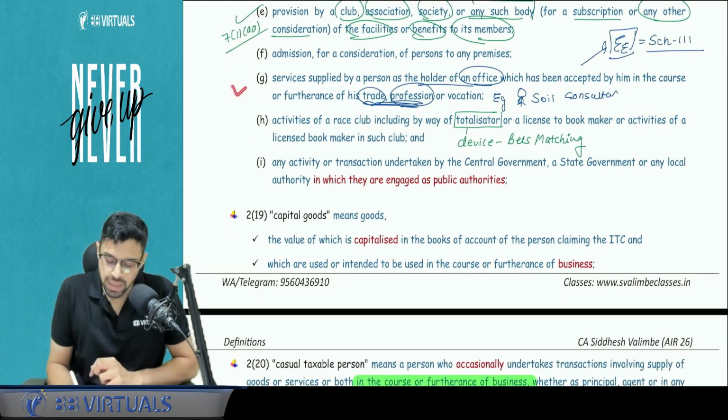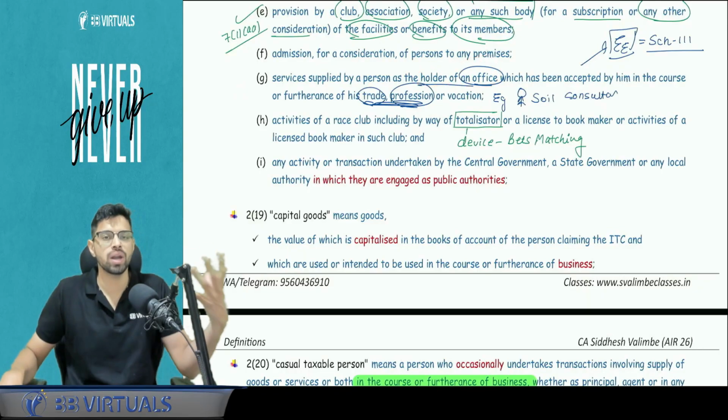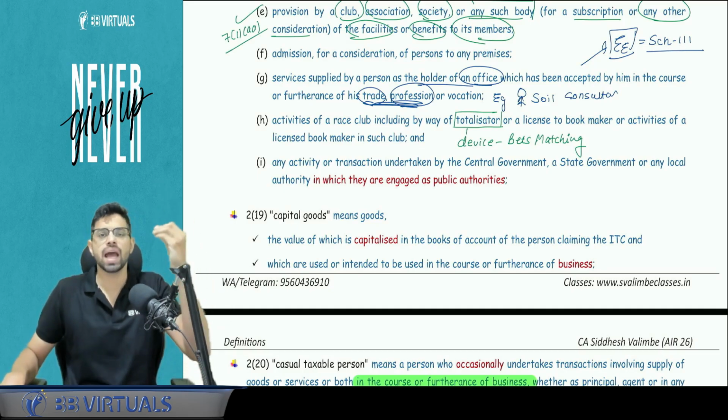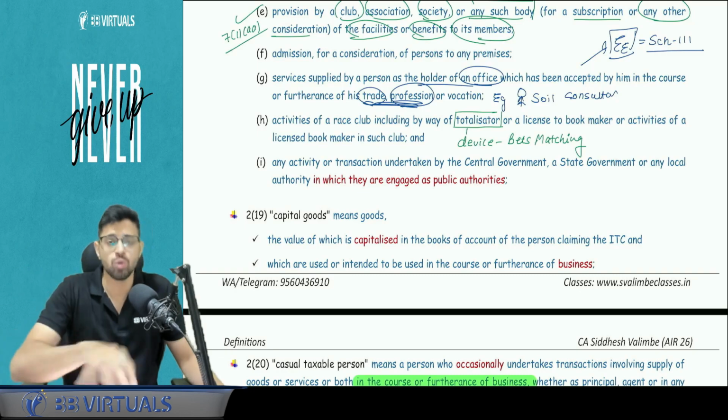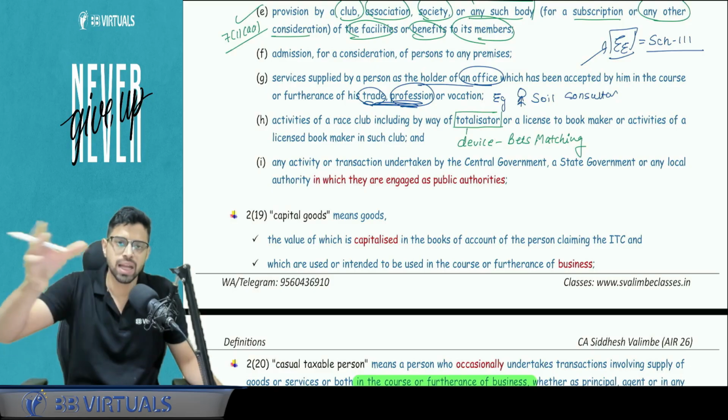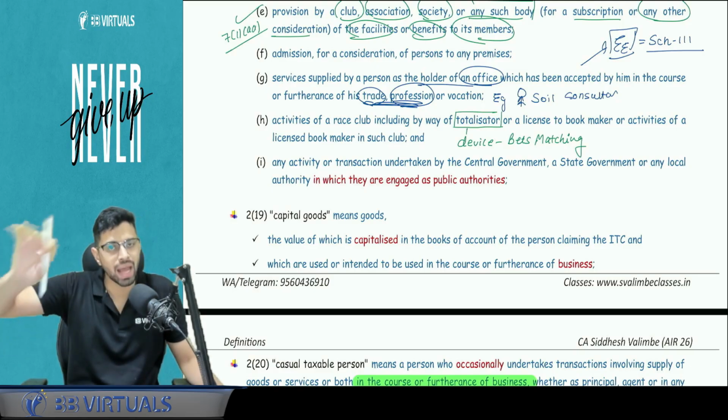Services supplied by a person as the holder of any office. For example, I am holding an office as a technical consultant, for which I'm not drawing a salary, because a salaried person will get excluded from GST through Schedule 3. If I'm drawing a consulting amount, that is also part of my business. Activities of a race club, including by way of a totalizer. A totalizer is a device that helps to match the bets, deduct the commission and pay the winning amount to the winners.